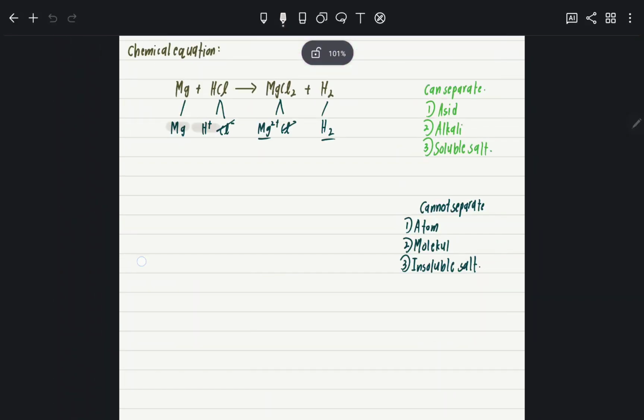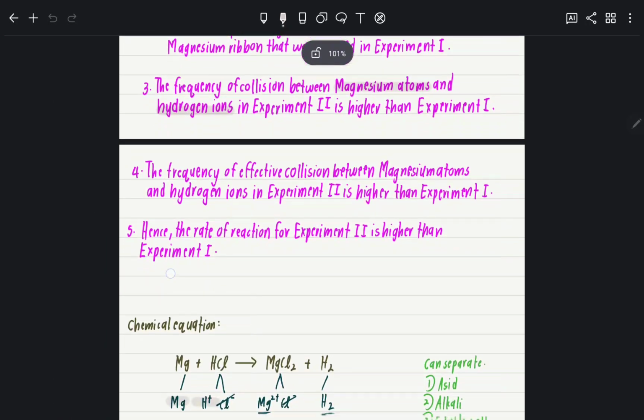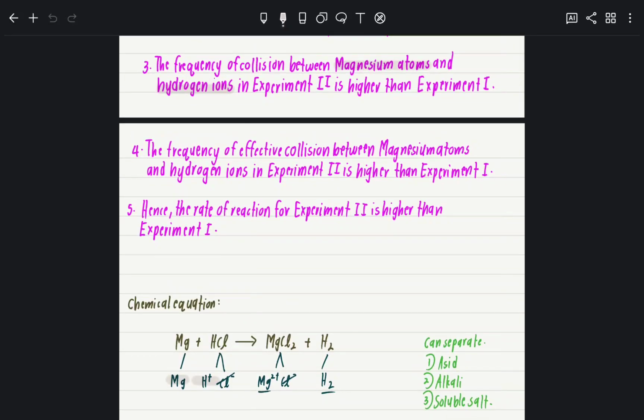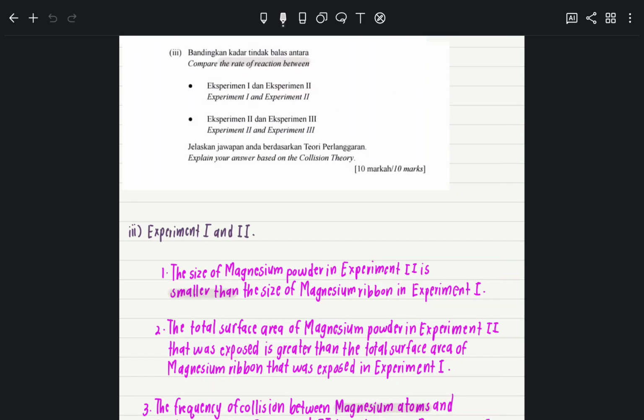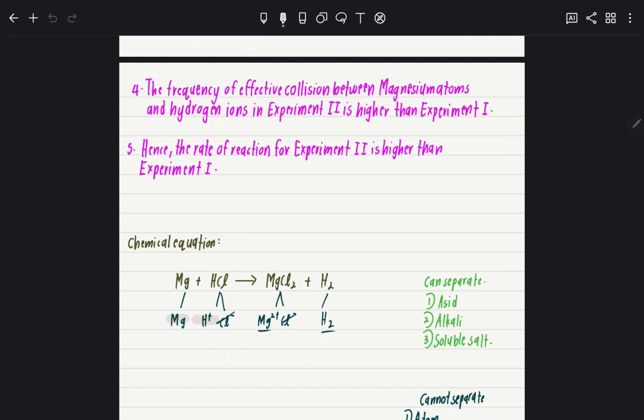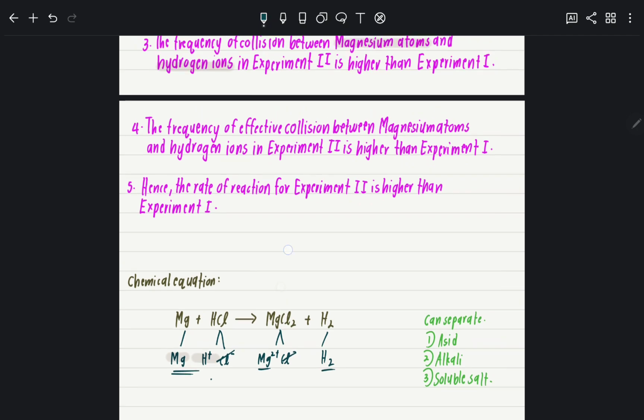Some people asked me, teacher, can I say the frequency of collision between magnesium atom and hydrochloric acid? No, wrong. It is wrong, because in hydrochloric acid only the hydrogen is involved in this rate of reaction. So whenever you want to do this type of question, you must write the chemical equation, write the ionic equation, then determine what the product and reactant are. Most important is the reactant. So the reactant is Mg and H plus. Mg is magnesium atoms, and H plus is hydrogen ions. That is how it works.